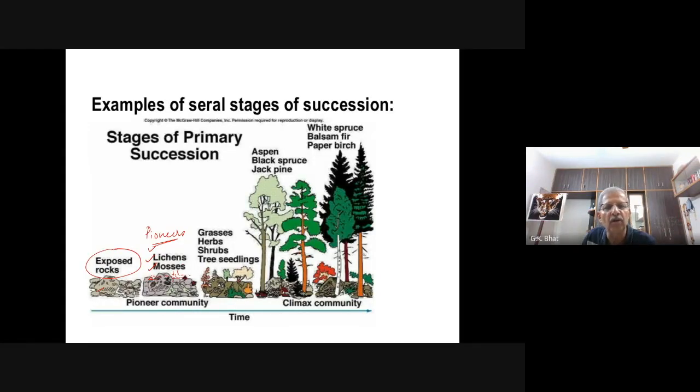This soil so formed starts accommodating small weeds, annuals, and they may be replaced by biennials, perennials. So gradually come grasses, then herbs, then shrubs, then tree seedlings in this area. Gradually there are more trees, and finally it ends with the climax community, that's the final community, that's the forest. So this is what you expect during primary succession. Have you understood this?